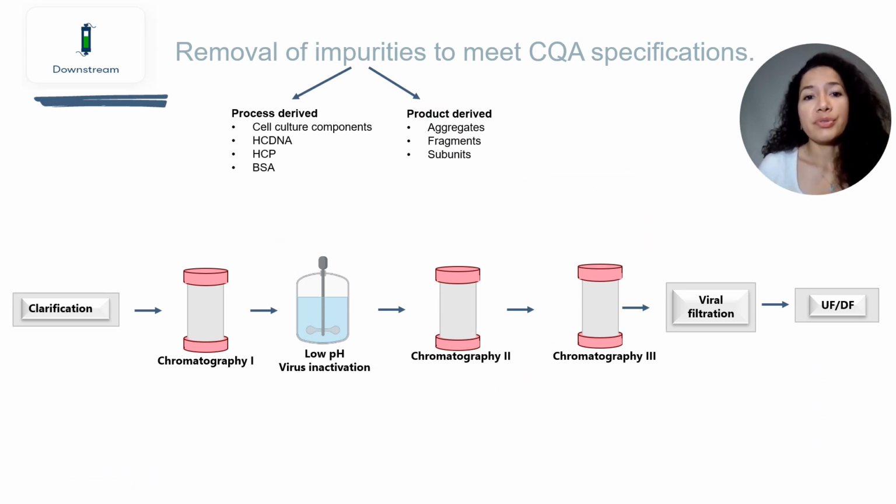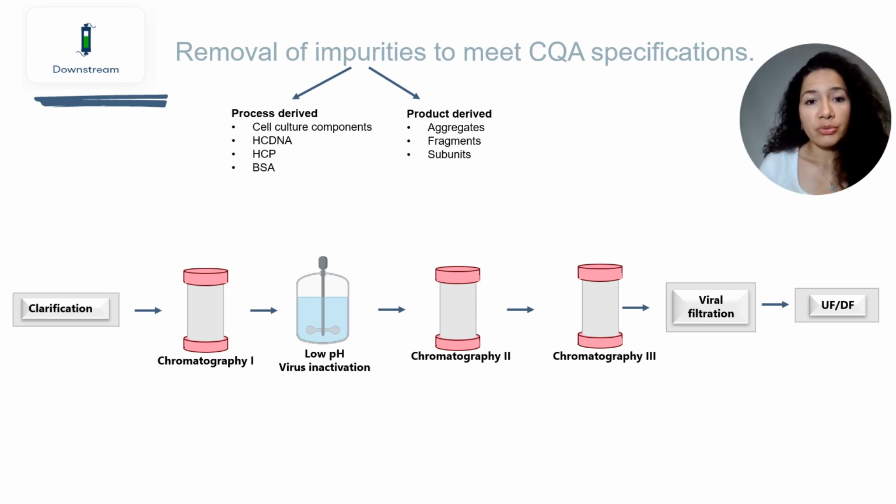The goal of a downstream process is to remove impurities so that the final product meets the critical quality attributes specifications. Those impurities can be derived from process, for example, cell culture components, HcDNA, HCP, BSA, or they can be derived from the product, for example, aggregates, fragments, and subunits.